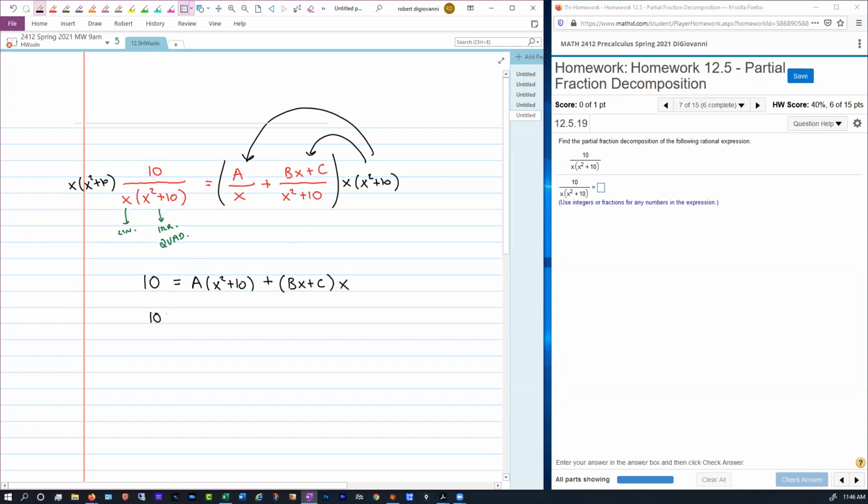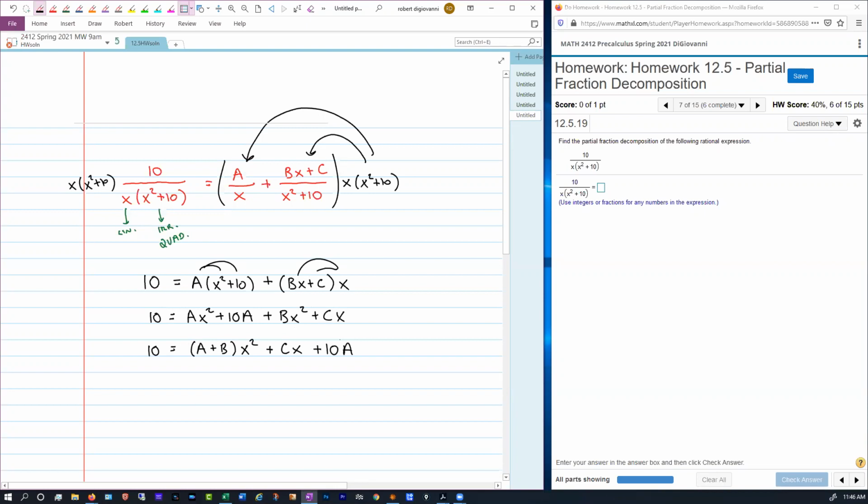So now 10 equals. I'm not going to do the shortcut method because anytime we have an irreducible quadratic, we're not going to be able to kill off the terms. So I'm just going to do the long way, which means expand all this out. I distribute a and then distribute x, and collect my x squareds together. So a plus b are the coefficients for x squared. Then I have a cx, then I have a 10a. All right, that takes care of all that.